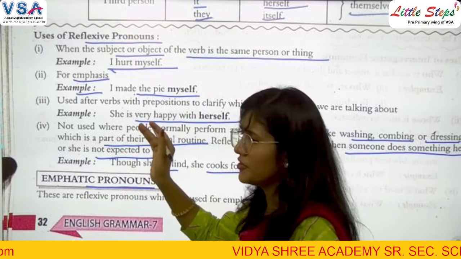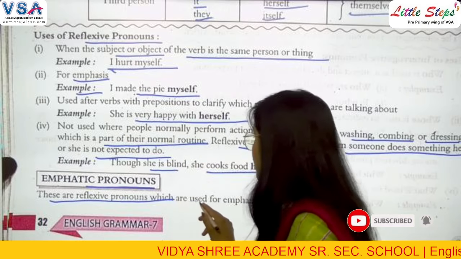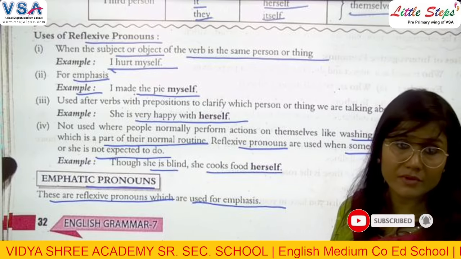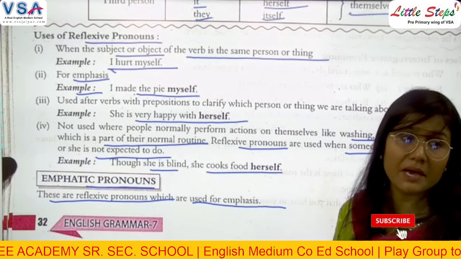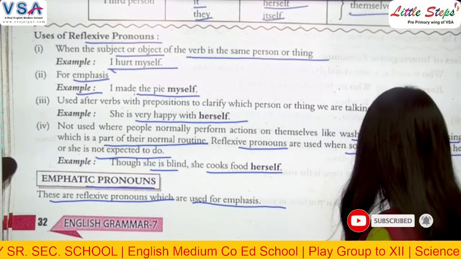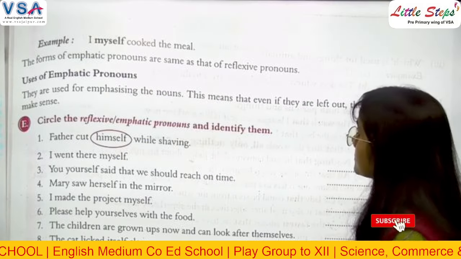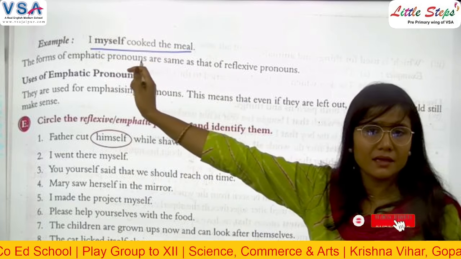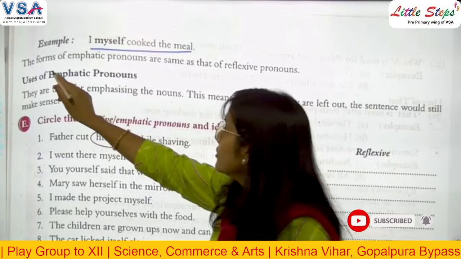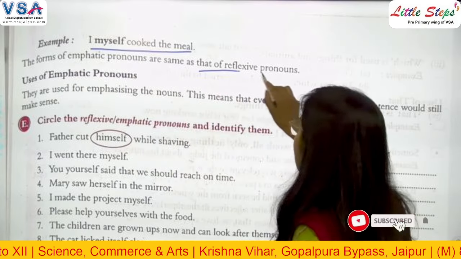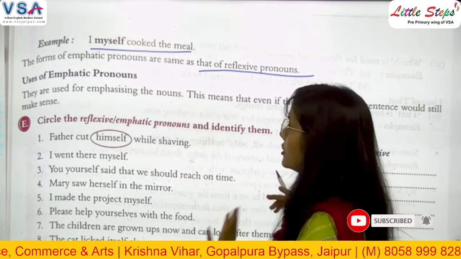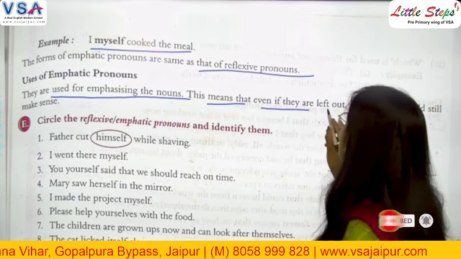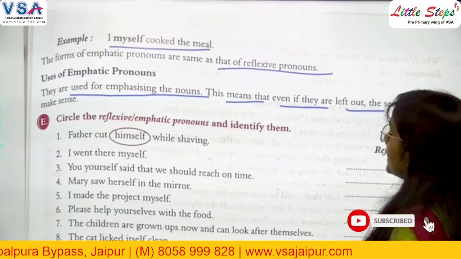Both are the same, no more difference between them. These are reflexive pronouns which are used for emphasizing. Here, to give more emphasis, like I myself, okay, like this, if we say it with more pressure, we are emphasizing a word. For example, I myself cooked the meal. Now this is your daily routine, you cook food yourself, okay. The forms of emphatic pronouns are the same as reflexive pronouns. Both are the same, there is no more difference. Uses of emphatic pronouns: they are used for emphasizing the nouns. This means that even if they are left out, the sentence would still make sense.